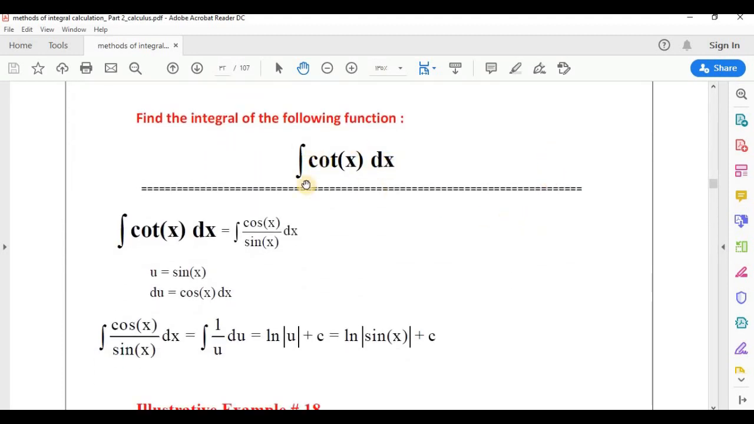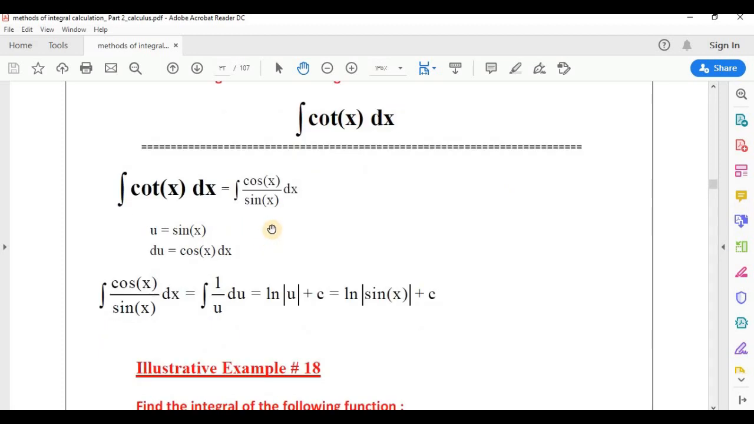Find the integral of the following function, integral cotan x dx. How will we solve it? Here we have the power is 1, so it will be impossible to get the quadratic exponent. What we will do, we will try to simplify the function by another way. We have the integral of cotan, which is equal to cosine divided by sine. And we will use the substitution method to solve this integral. We will take sine for our assumption.